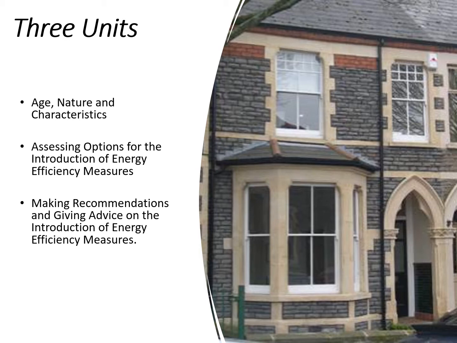The course has 3 units. The first part is understanding the age, nature, and characteristics of a traditional building. The second part looks at assessing the options for the introduction of energy efficiency measures, but not just measures, but the other things we can do to a traditional building to make it more energy efficient. And the last part involves making recommendations and giving advice, not just on the introduction of energy efficiency measures, but all the other things we can do to buildings, looking at how we should be gathering the information, looking at how this information should be presented in the report, and also considering some of the practicalities involved in the implementation of retrofit.